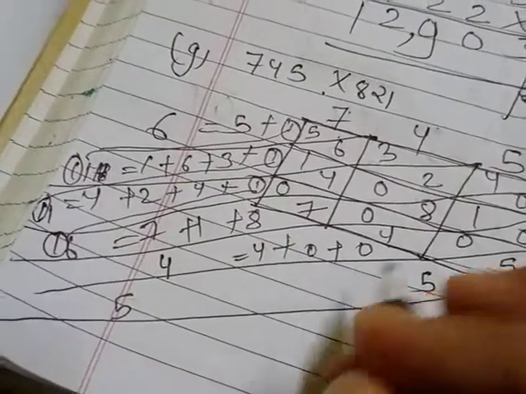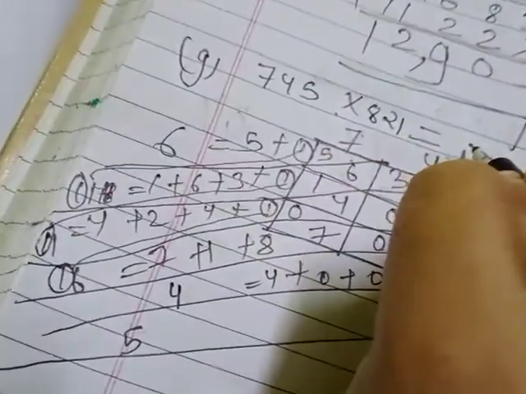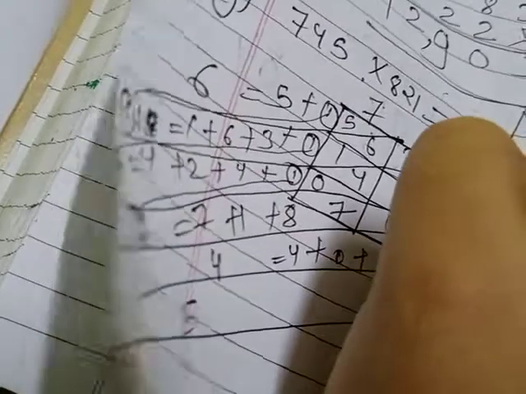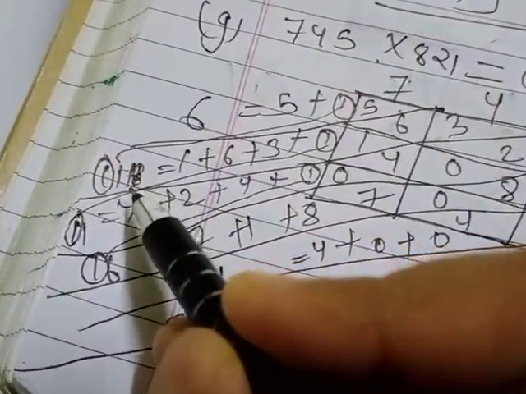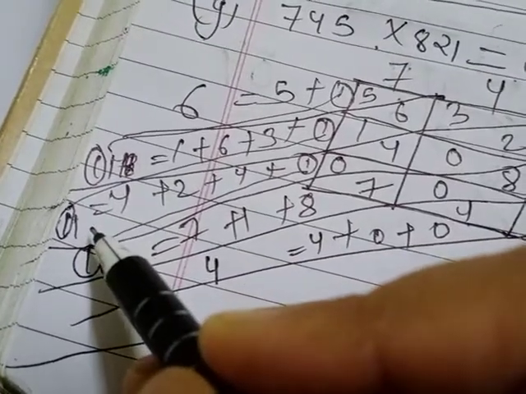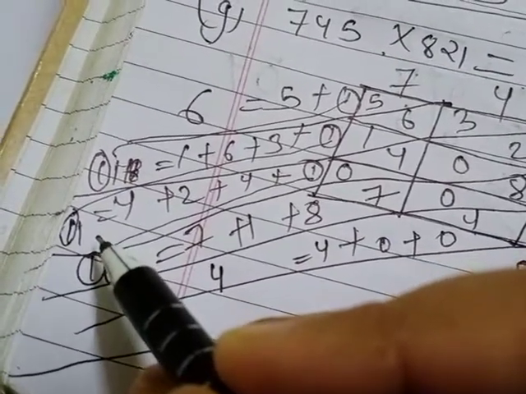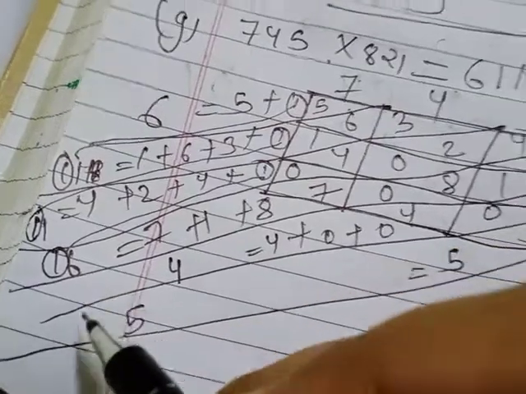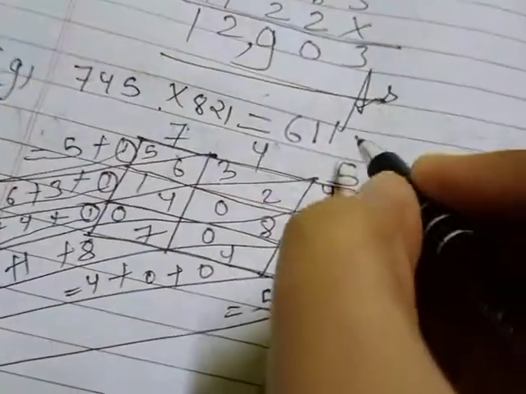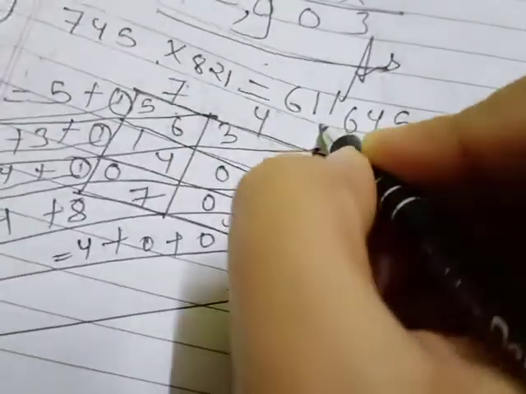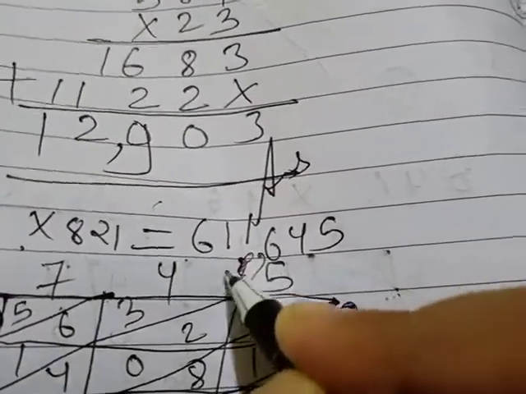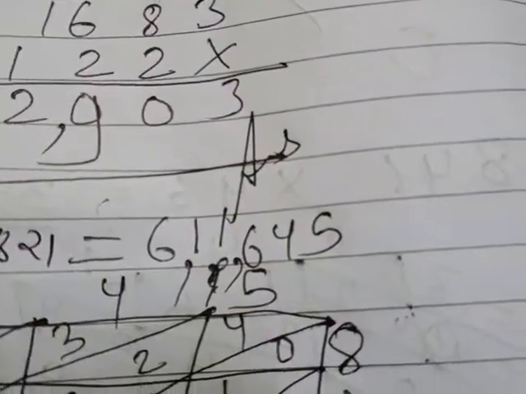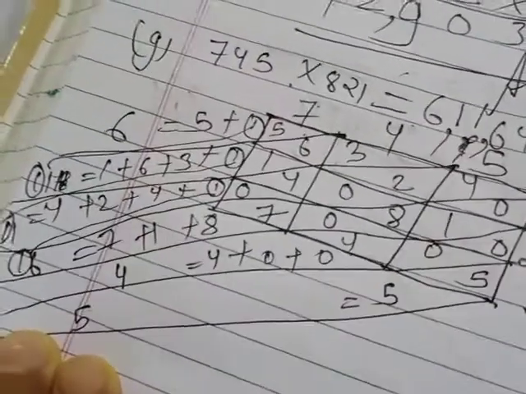Now we have to write the answer. What is the answer here? 6, 1, 1, right? 6, 1, 1. This is also 1 and this is also 1. Then here we have 6, 4, 5. 6, 1, 1, 6, 4, 5. So your answer is like this, 6,11,645. Now we have to solve the column method.